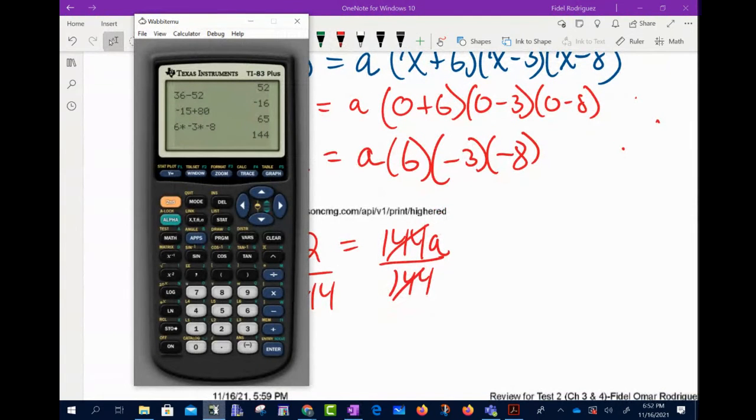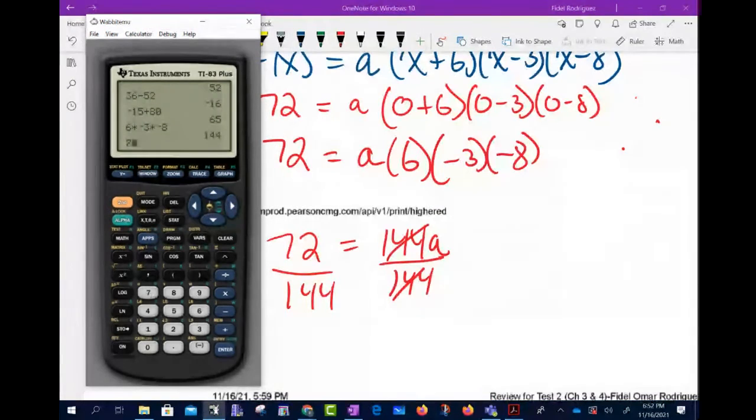And those of you who have one of these calculators or even the calculator app, it should work. Look, if I take 72 divided by 144, if you're using one of those apps, y'all, it reduces it for you automatically. In this case, it's 0.5.